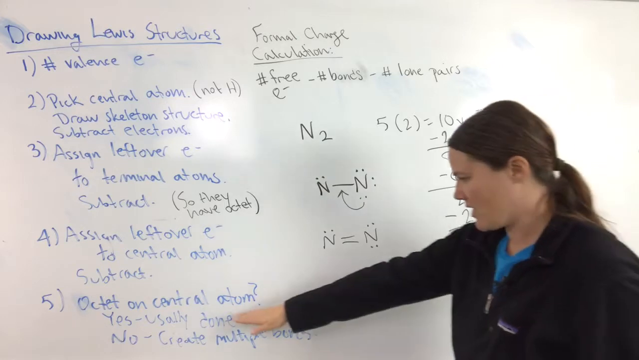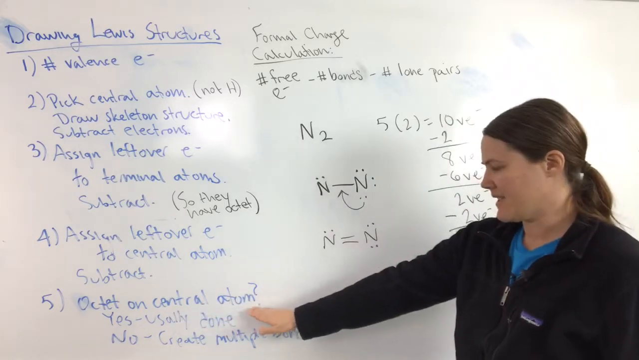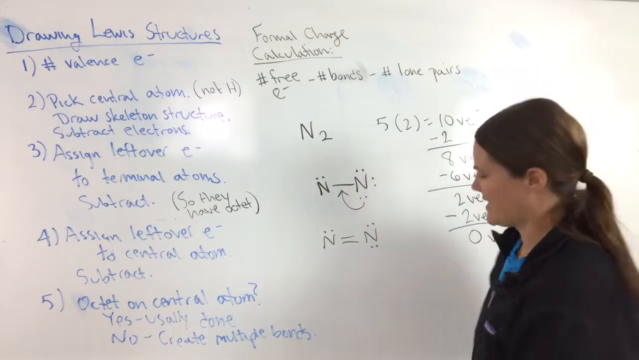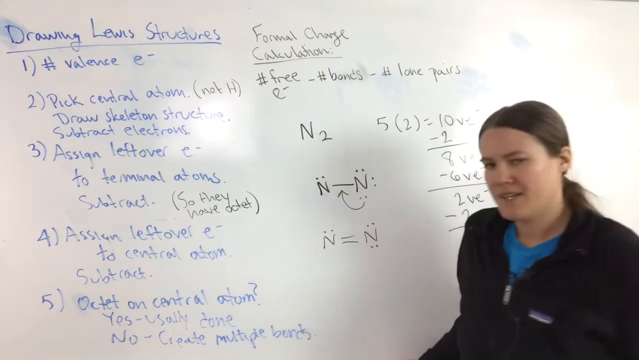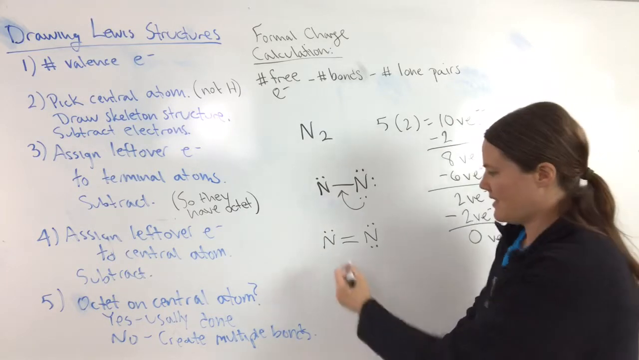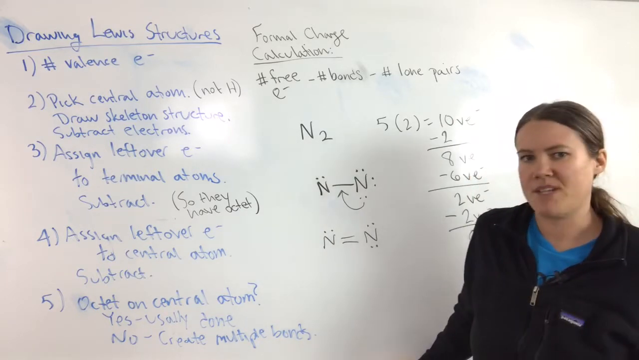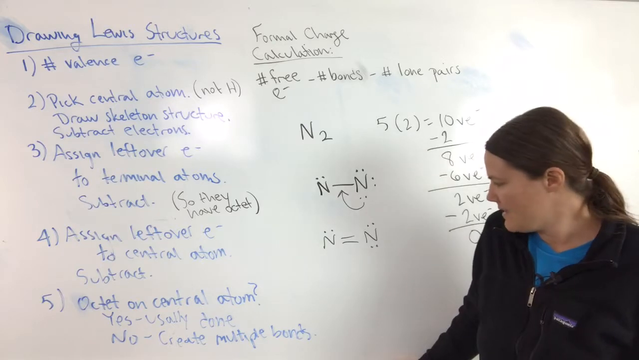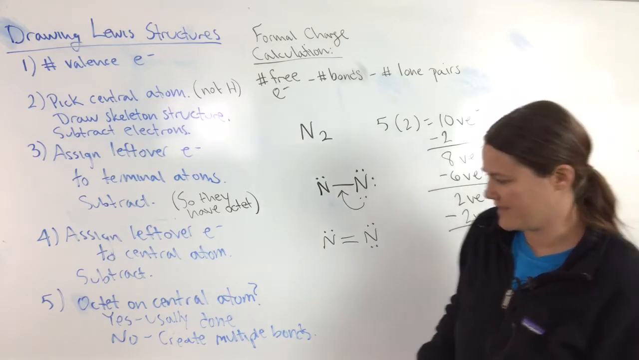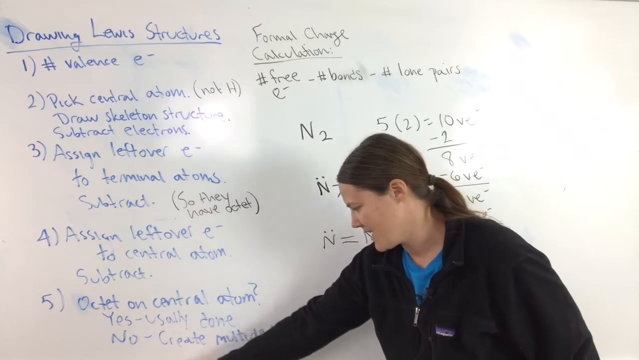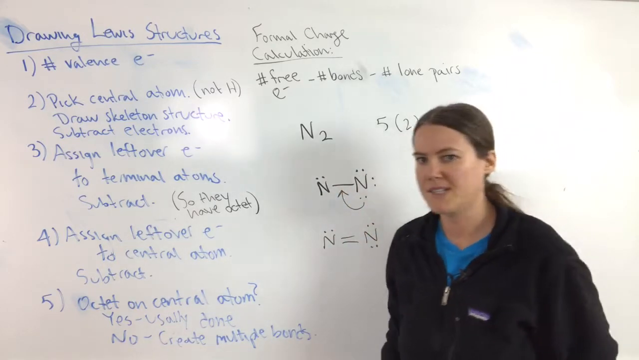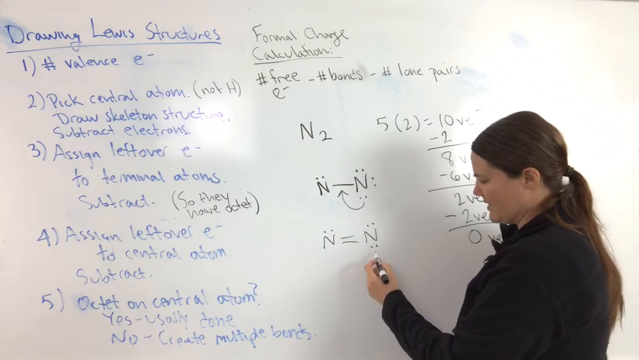Okay, now let's go to our question again. Does the central atom have an octet? Well, let's look. This is our central atom, so we have 1, 2, 3, 4, 5, 6. We have 6 electrons. We need 8 for an octet, so we don't have an octet yet. So we go to here: no, we don't have an octet, so we create multiple bonds.